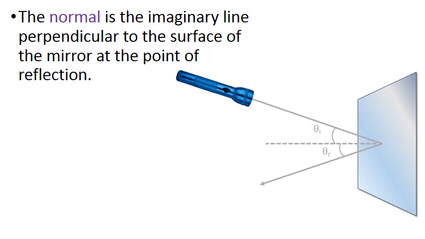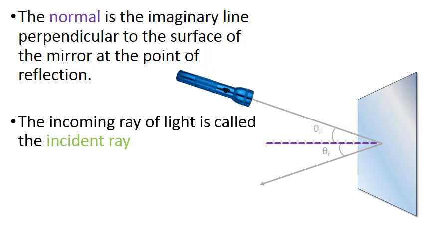Now when we're doing drawings of light reflecting off mirrors, we've got a few terms that we need to remember. The normal is the imaginary line perpendicular to the surface of the mirror at the point of reflection. So this right here is the normal, that little purple line there. That's always just going to be perpendicular to the surface of the mirror.